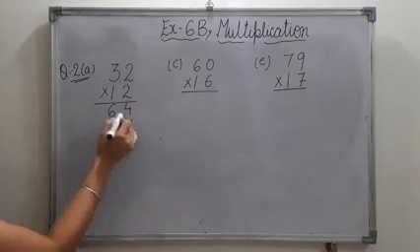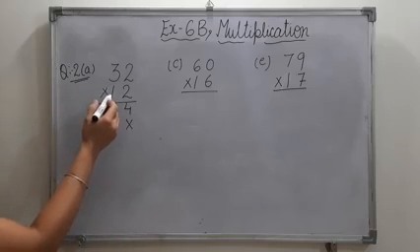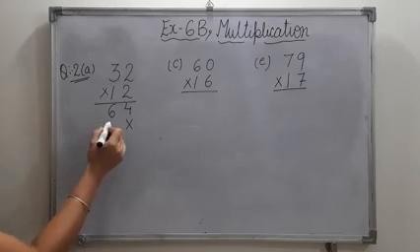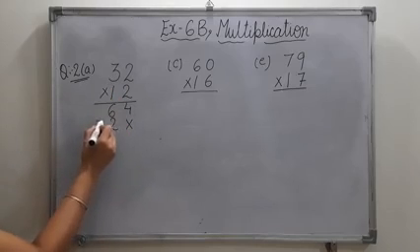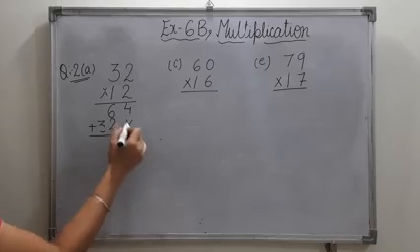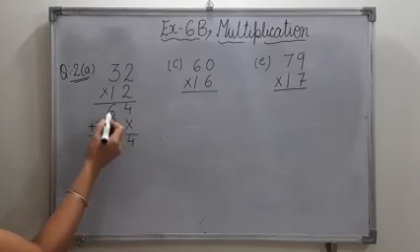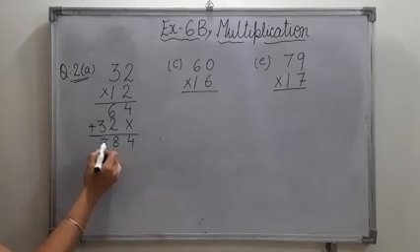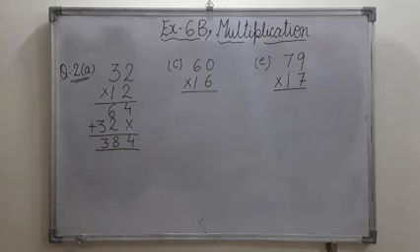Next we have to multiply with the next number or digit. Here is 1. 1 2 is 2 and 1 3 is 3. Now we have to add these numbers. 4, 0, 0. 6 plus 2 is 8 and 3 as it is. Okay. So our answer is 384.